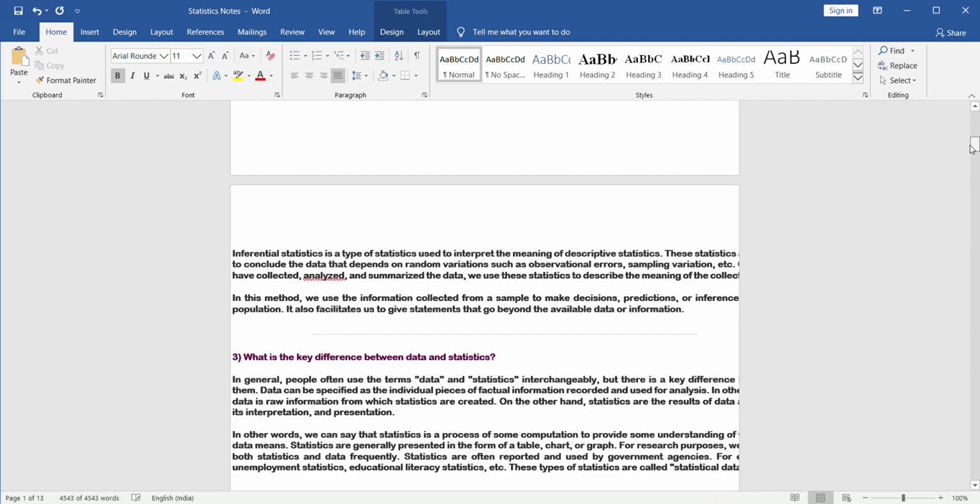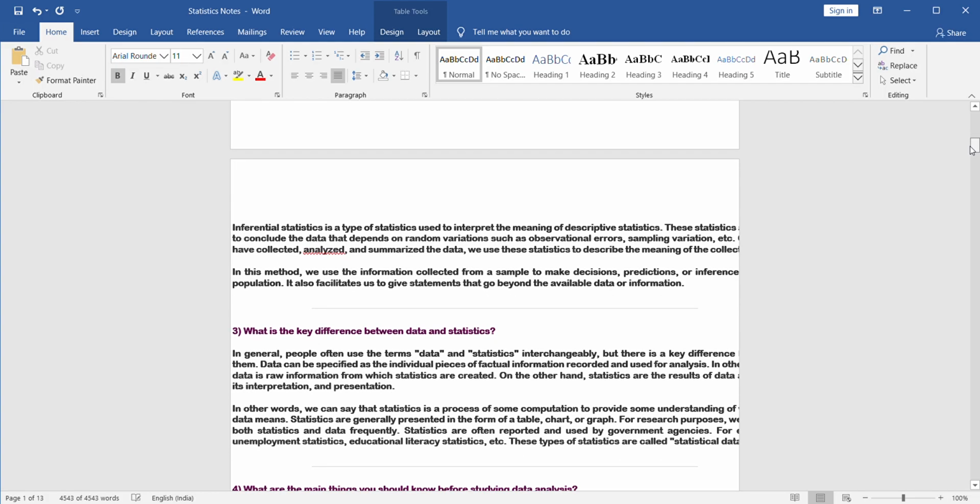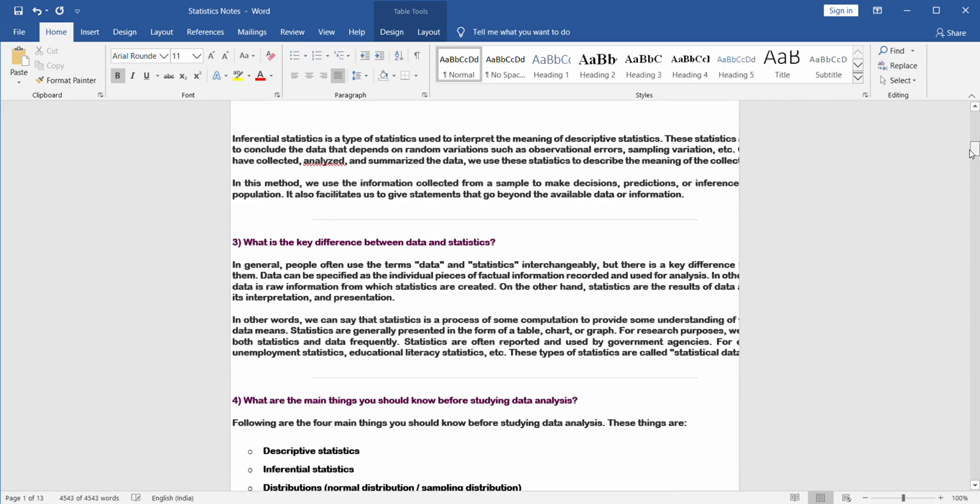So it is a type of statistics to interpret the meaning of descriptive statistics. Okay. So for interpretation of descriptive statistics, to conclude from the data that depends on random variables, such as observation error and sampling variation, it is used for analyzing and summarizing the data.